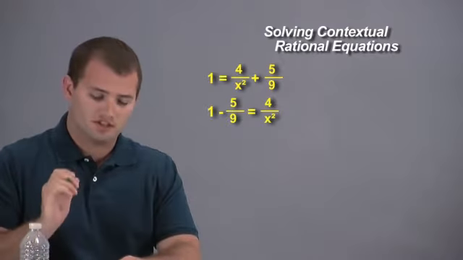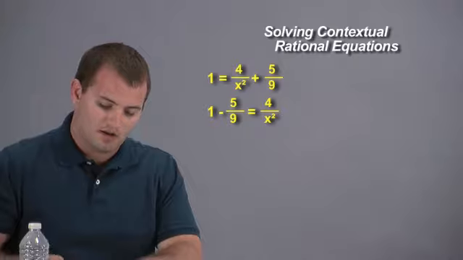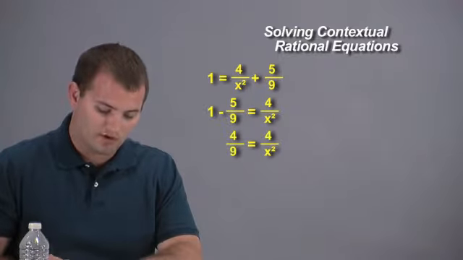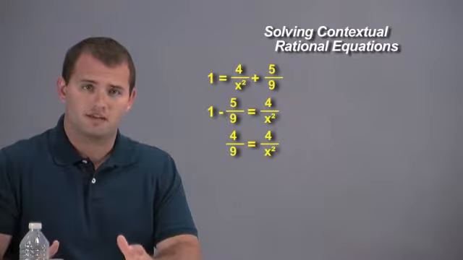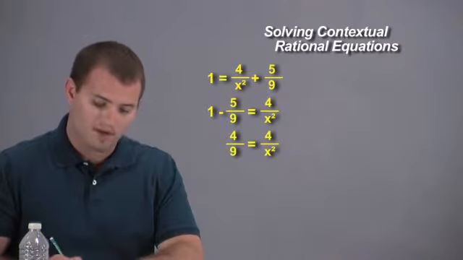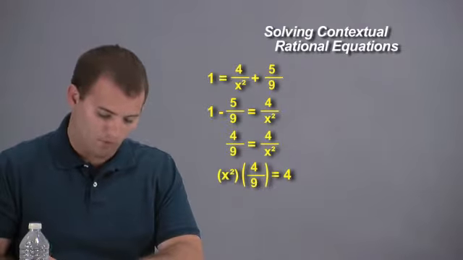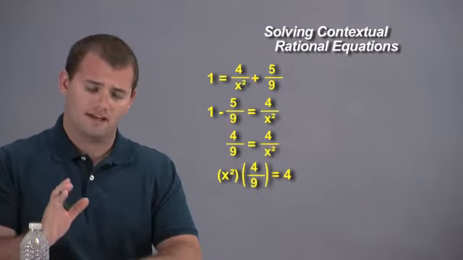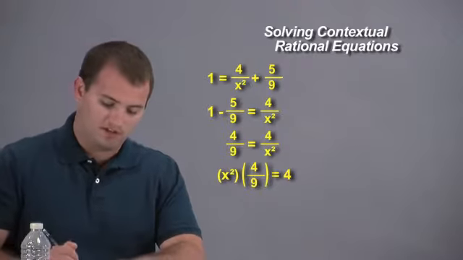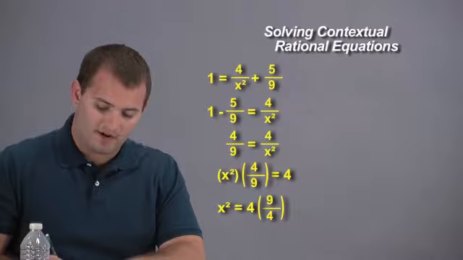I'm going to simplify that just a little bit, and 1 minus 5/9 is equal to 4/9. And so now the equation becomes 4/9 is equal to 4 divided by x squared. Now we want to isolate x, so I'm going to multiply both sides of the equation by x squared. And our equation now becomes x squared times 4 divided by 9 is equal to 4. To further isolate x, we'll multiply each side by 9 divided by 4. And so it becomes x squared is equal to 4 times 9 divided by 4.